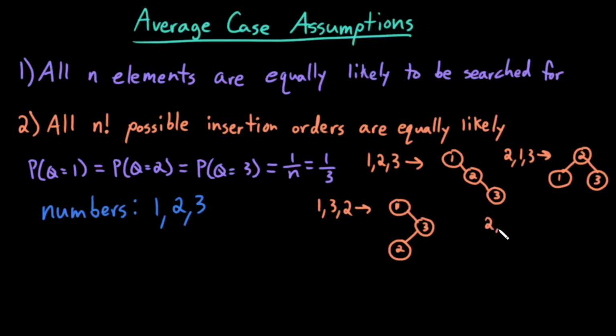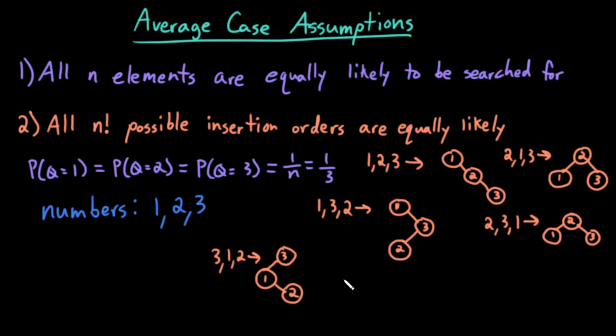I could have 2, 3, 1, which starts with 2 as the root. 3 is greater than 2, so it's the right child. 1 is less than 2, it's the left child. I can have 3, 1, 2. So I first insert 3, then 1 is less than 3, so it's the left child of 3. And then 2 is less than 3, but it's greater than 1, so it becomes the right child of 1. Or I could have 3, 2, 1. So 3 is the root, then 2 is less than 3, so it's the left child of 3. Then 1 is less than 3, and it's less than 2.